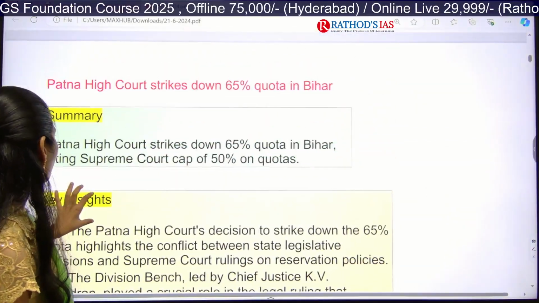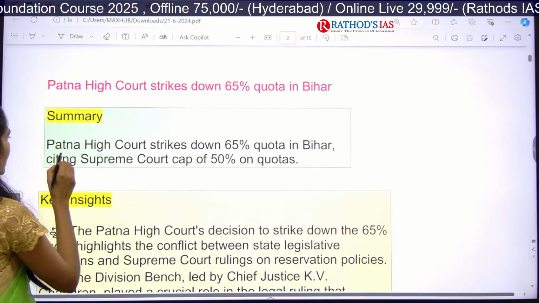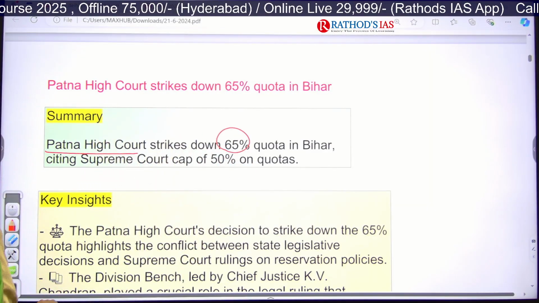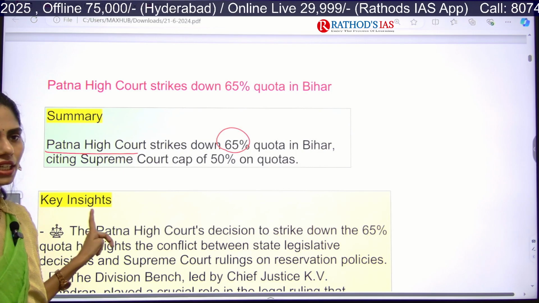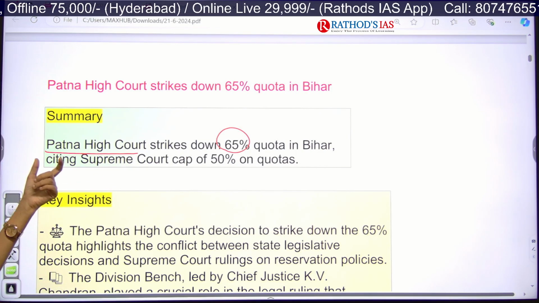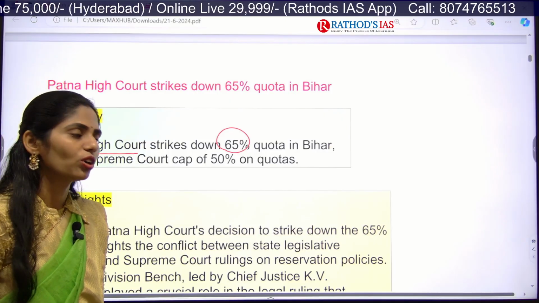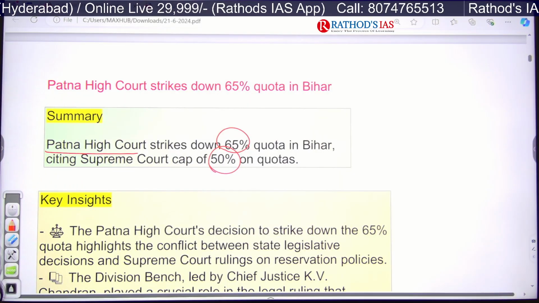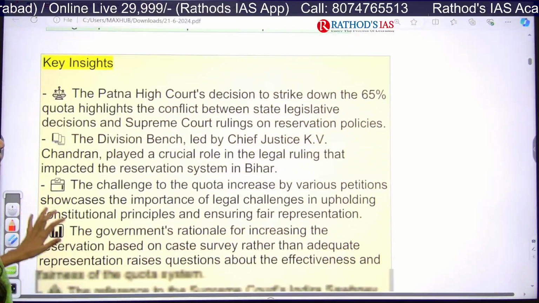So what is the summary? The summary of this article says the Patna High Court strikes down the 65% quota of reservation in Bihar state. Why? Because the Supreme Court already came up with a cap that we should not cross 50% on quota, right? Yes. Now let us see what the key insights are.